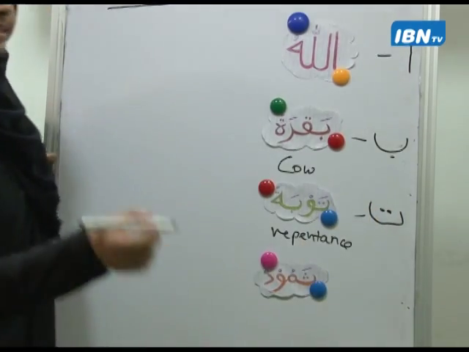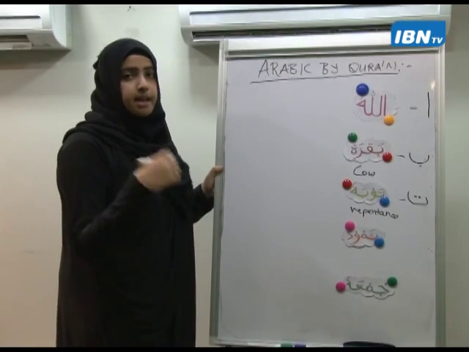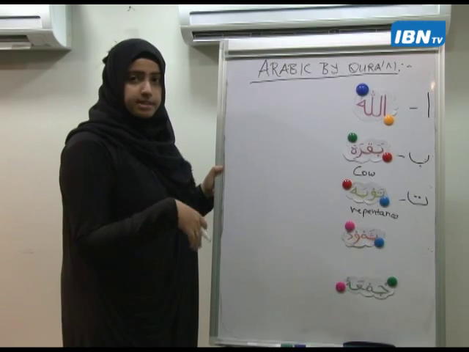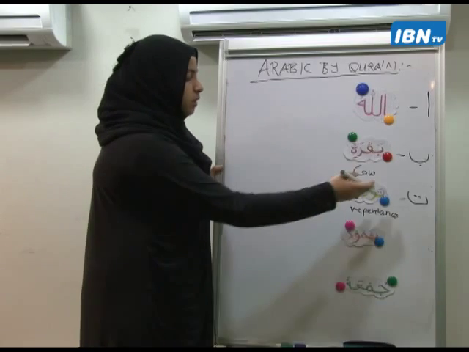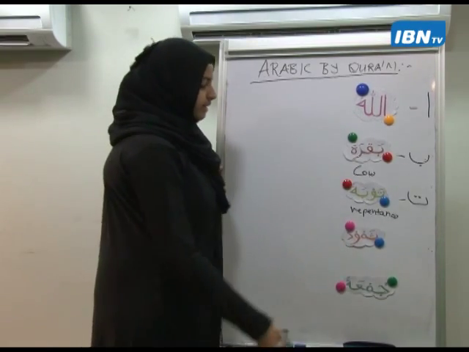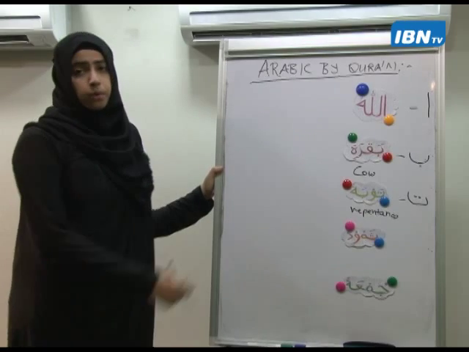And what did we say? Is Ta Munfasila or Muttasila? Is it a separate or is it a joint? Ta is a Muttasila. It is a joint letter. You'll always find it joint. Right. Moving on to the next word, Thamud.